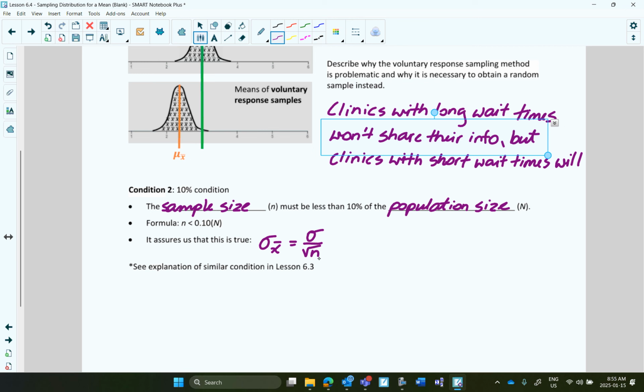So we'll talk about this when we put the whole problem together towards the end. But one would assume that we've met the 10% condition, because if we sampled 30 clinics, that means there has to be at least 300 clinics in the US. That's a pretty safe bet. We can reasonably assume that there's more than 300, so we've met that condition.